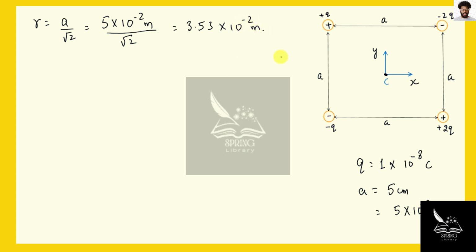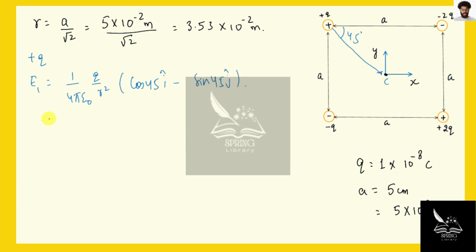Now next we will be calculating the electric field at point C due to plus Q charge, and the direction would be like this, and this angle would be 45 degree. So E1 would be equal to 1 by 4 pi epsilon naught Q over R square times cosine 45 i cap minus sine 45 j cap.